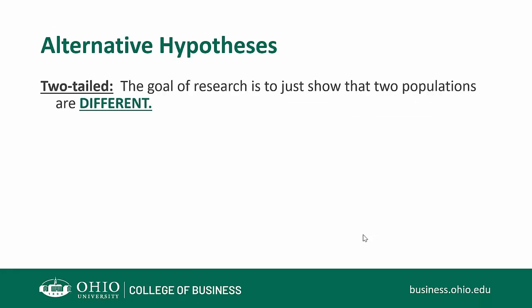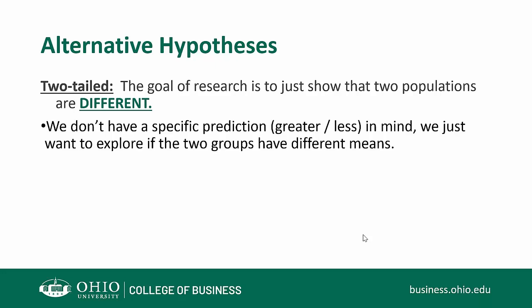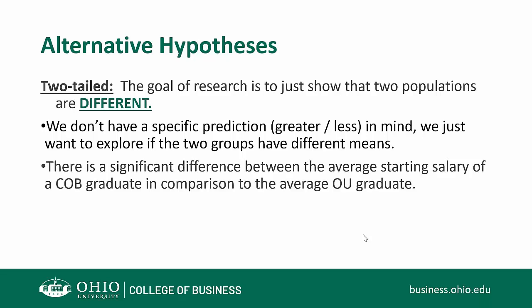We call a test two-tailed if the alternative hypothesis just states that the two groups or populations are different. Let's say that we don't have a specific hunch or expectation that COB graduates make more or make less. We just want to explore and see if there's a difference. If that's the case, our alternative hypothesis would be there's a significant difference between the average starting salary of COB graduates in comparison to the average OU graduate. We aren't specifying that we think COB graduates make more or make less. We're leaving it open-ended. We just want to see what the difference is. We would call this a two-tailed test.